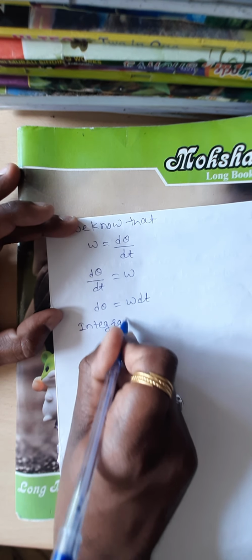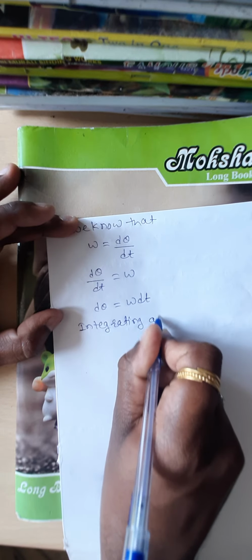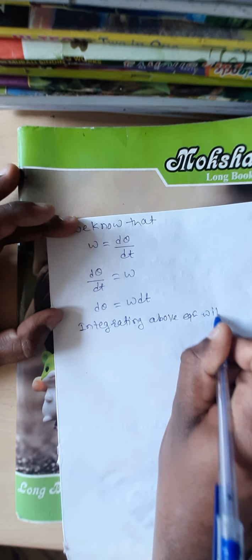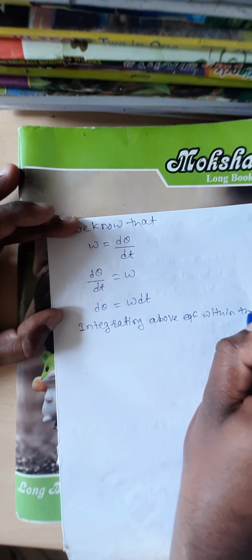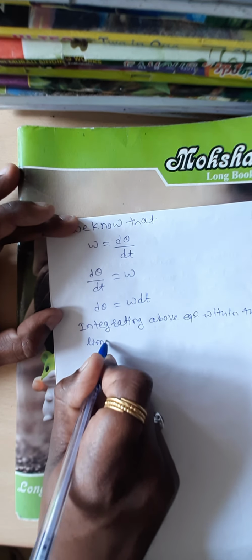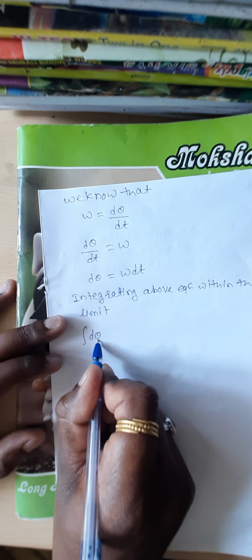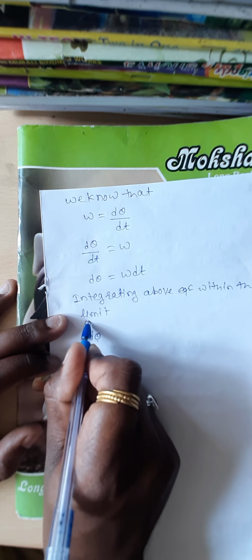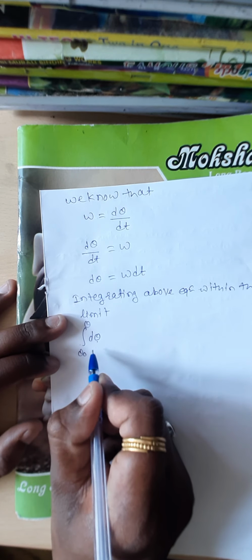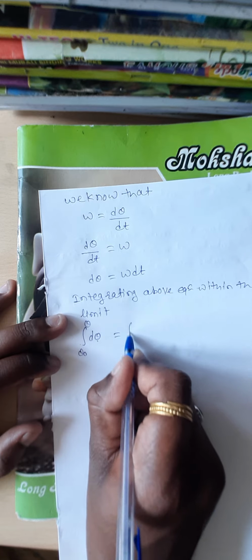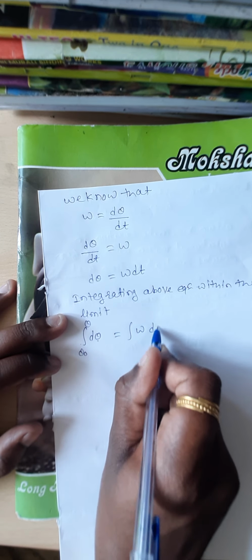Integrating the above equation within the limit. That is the integration of d theta, with theta limit theta naught to theta. Integration of d theta within the limit theta naught to theta is equal to integration of omega into dt.